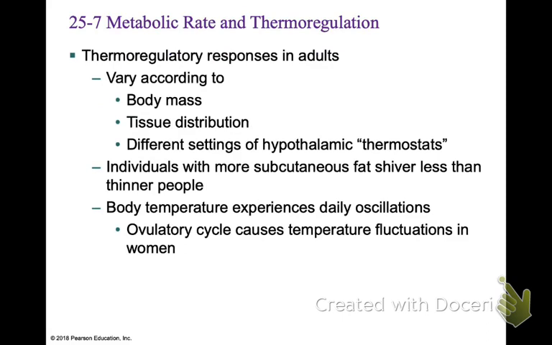So thermoregulatory responses in adults obviously vary based on your body mass, tissue distribution, the different setting of your hypothalamic thermostats, and just how much body fat you've got. That's going to make a huge difference. Temperature oscillations in women: estrogen regulates thermoregulatory responses, so after menopause, the lack of estrogen causes spikes in temperature. This is why postmenopausal women experience hot flashes.